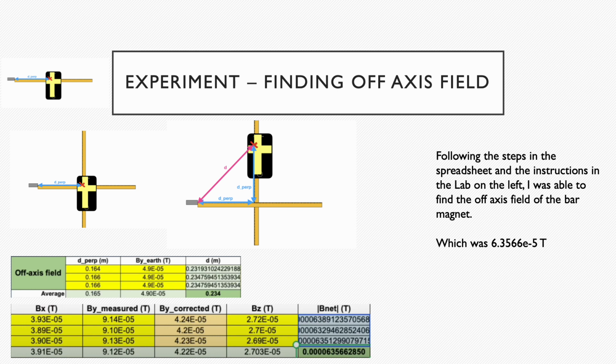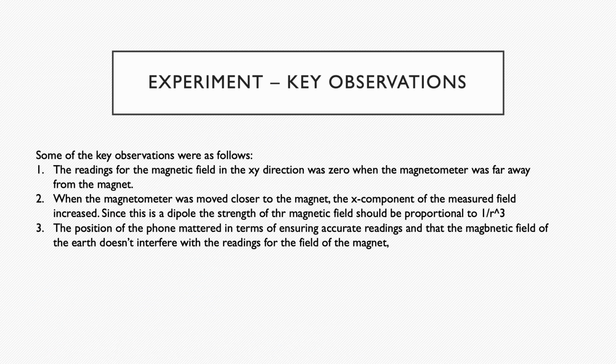So following the steps in the spreadsheet and the instructions in the lab, on the left, I was able to find the off-axis field of the bar magnet, which came out to be 6.3566 times 10 to the power minus 5 Teslas. Then some of the key observations were the readings for the magnetic field in the xy direction became 0 when the magnetometer was far away from the magnet.